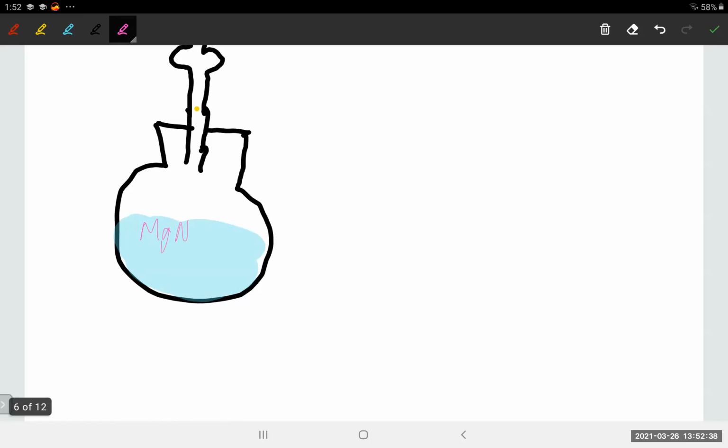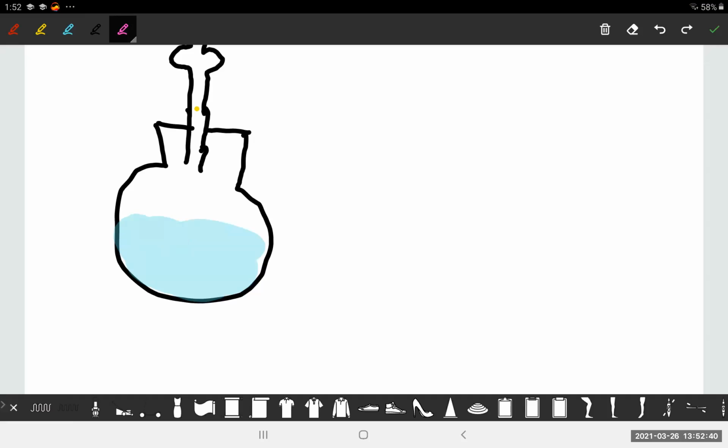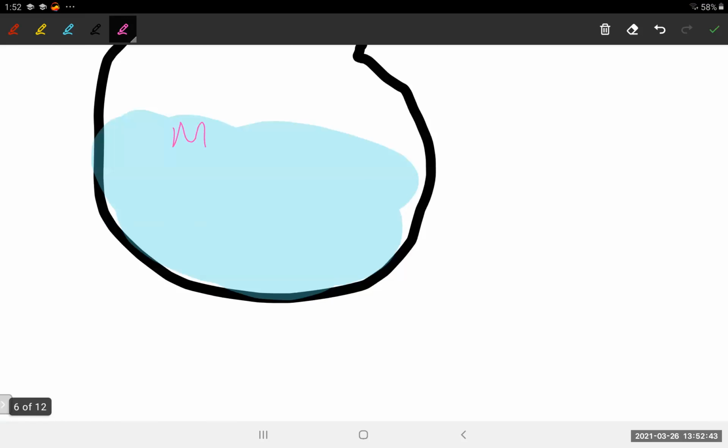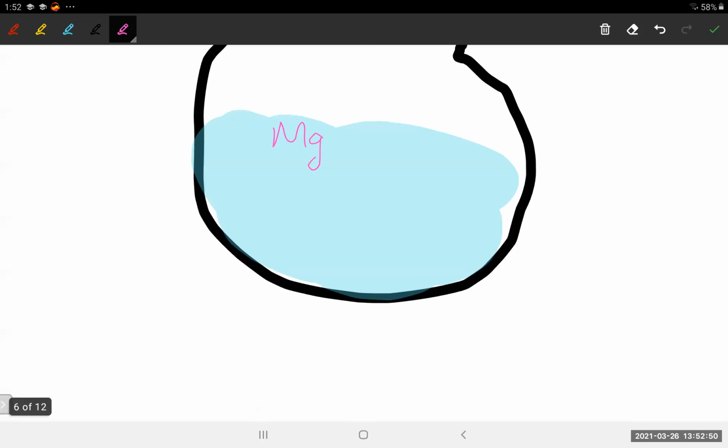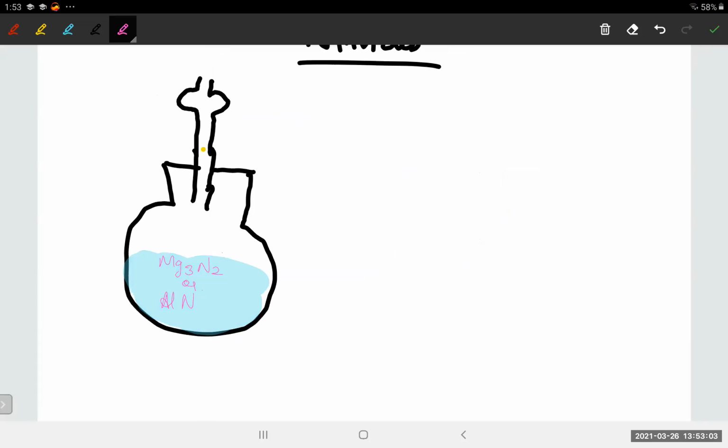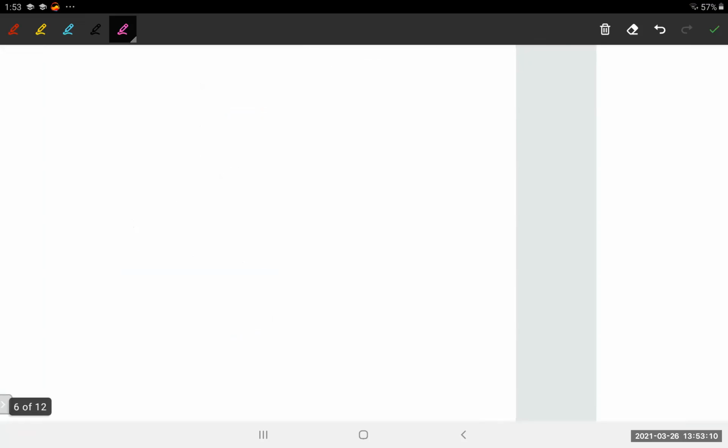Let's take Mg3N2. Yes, it's balanced. And AlN. We can have any of the two. It's not compulsory to have both of them; you have to have only one out of the two. Next, we are having warm water inside it.